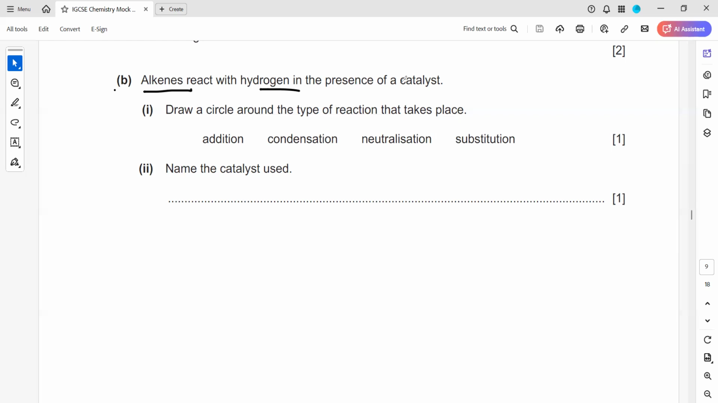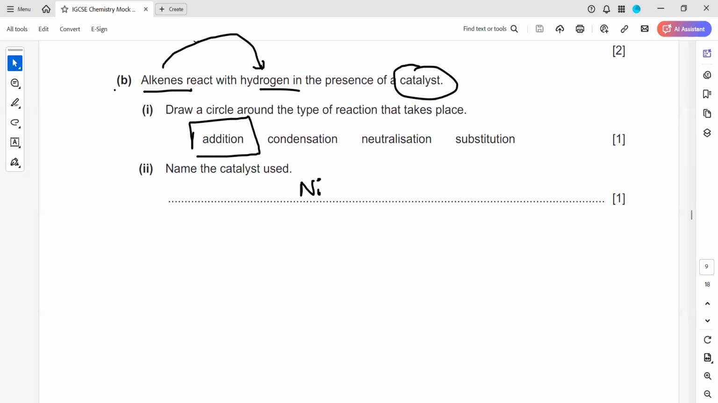Alkenes react with hydrogen in the presence of a catalyst. You have to memorize these catalysts. So what is the catalyst used? We use nickel as a catalyst. And draw a circle. Whenever alkenes react with hydrogen, the reactions of alkenes are all addition reactions.